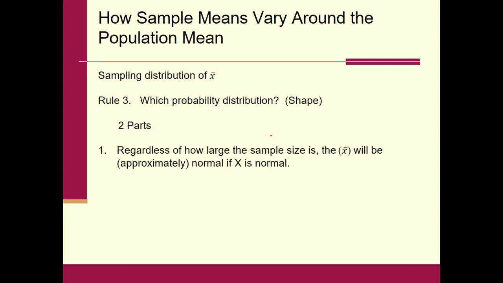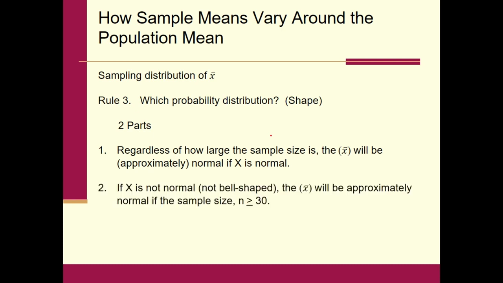So there's two parts to this. The first part says the following: regardless how large the sample size is, the sampling distribution of X bar will be approximately normal. It may be exactly normal, it might be approximately normal, depending on the situation you've got, if X is normal. So basically, if X is normal, the shape is going to be bell-shaped in some way, shape, or form. You might be asking, what's the difference between normal and approximately normal? That's something we'll bring up in Chapter 8 and Chapter 9. But for right now, note that if X is normal and you sample from it, the sampling distribution of X bar will be basically normal.